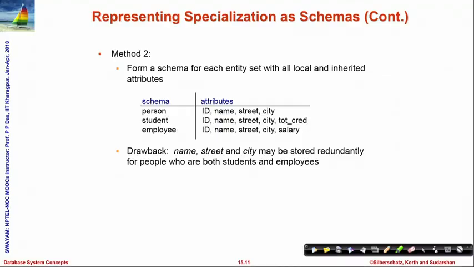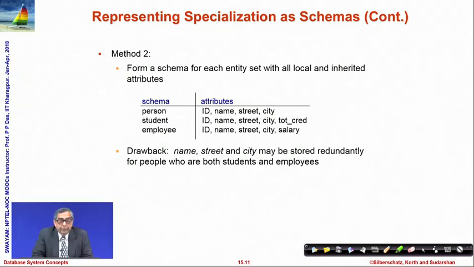An alternate scheme would be that, based on the hierarchy of specialization, you assume all attributes as they are inherited and then represent every entity set in full. So, the representation of person does not change, but when you represent student, earlier you were just having ID and total credit, now you include all attributes that are inherited. Similarly, you do the same thing. So, you have all attributes of the parent entity set as well as the local attributes of that specific entity set.